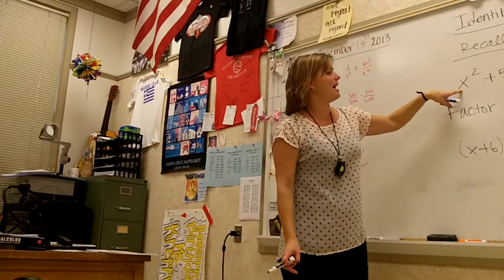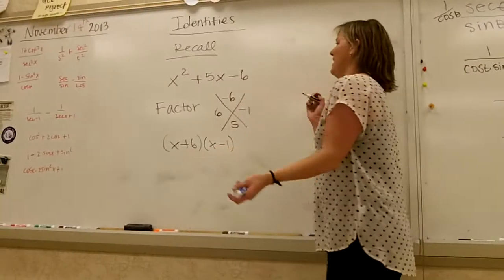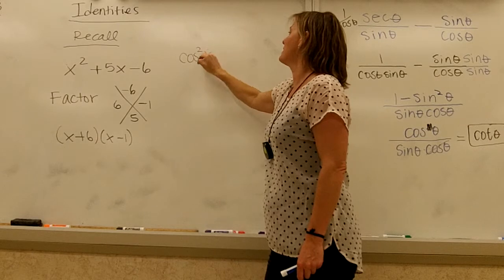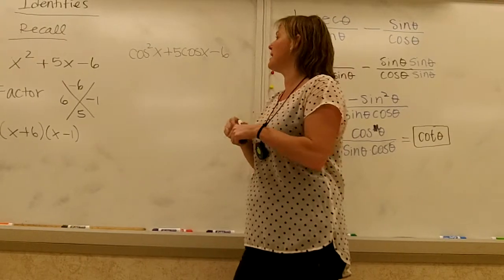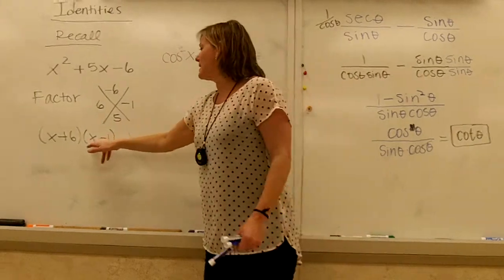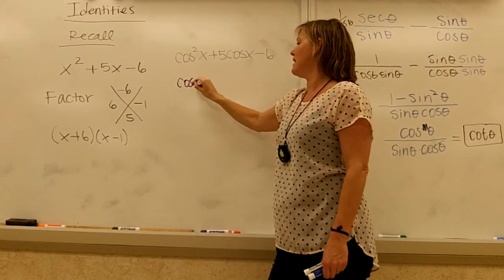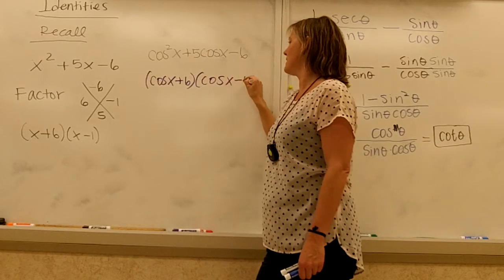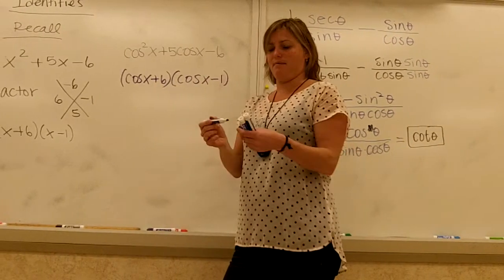Well, what happens if instead of just x's here, I have trig functions here? Of course we're going to put sines and cosines in there. So let's say I have cosine squared x plus 5 cosine x minus 6. Well, this is exactly the same problem as that, except instead of the x's, I have cosines. So instead of these x's here, all I do is replace them with the cosine. So I'm going to do cosine x plus 6 times cosine x minus 1. And you factored it. Okay, that's not so bad. That's something you already know.